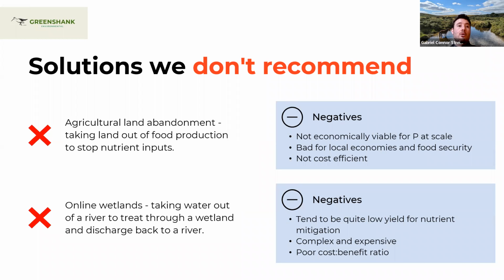These are wetlands where you take water out of a river, run it through a wetland system to remove some of the nitrogen and phosphorus from it, and then discharge it back to a river. The reason we don't really look at these solutions is they tend to be quite low yield, because, as I mentioned previously, your best setup for a wetland for generating nutrient mitigation is to have a high input source of nutrients going into the wetland.